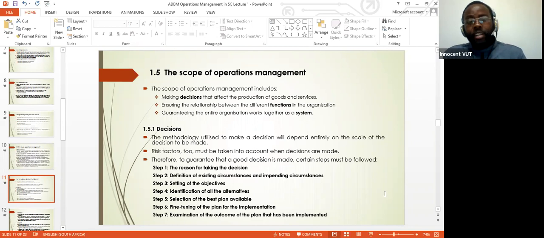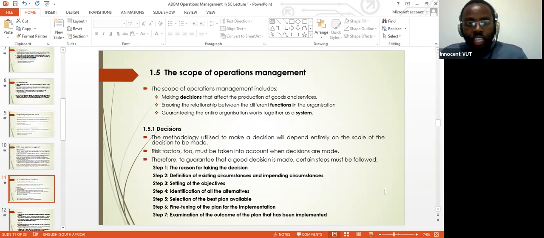Fine-tuning of the plan for the implementation. Under fine-tuning of this plan, risks should be identified. We say there are risks that are encountered along the way, so risks need to be identified, and then any uncertainties should be eliminated from the selected plan. It is important that operations managers ensure that all set objectives or goals are met. That is under step number six.